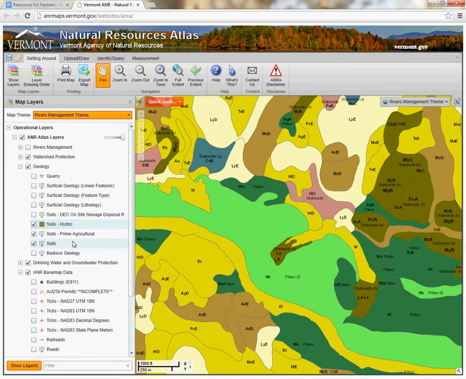So, in the end, all of these layers that I talked about today are very important to assessing flood risks in the landscape and can be really valuable tools to help you plan and manage for flooding.